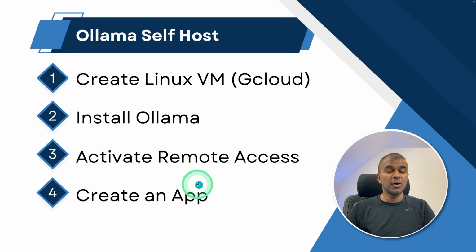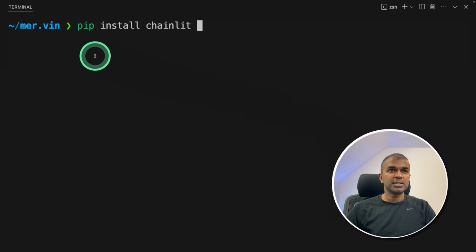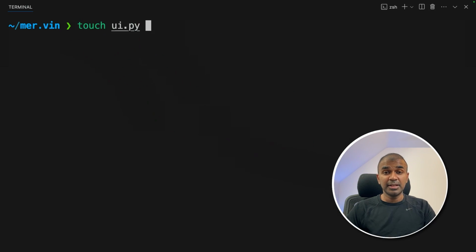Finally, we are going to create an app and integrate that with your own self-hosted Ollama server. This is exactly what we're going to do now. Our Ollama server, Llama 3, is running remotely on Google Cloud, and we are going to access it from our local computer. First, pip install chainlit and then click enter. Next, let's create a file called ui.py and then click enter.